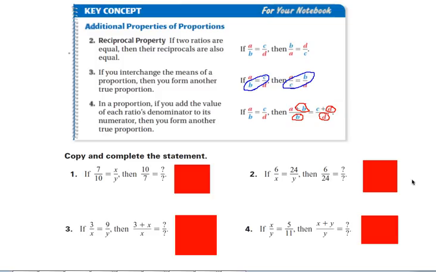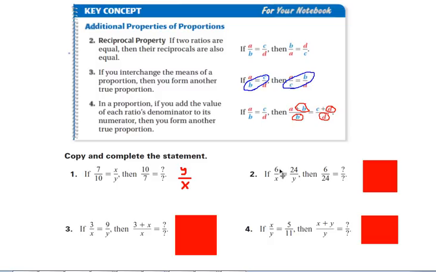So just to see a couple quick examples looking at them, if 7 over 10 equals x over y, then 10 over 7 equals, all we did was we flipped over the fraction bar. Instead of 7 over 10, we have 10 over 7, so we need to flip this one as well, so the answer is y over x.